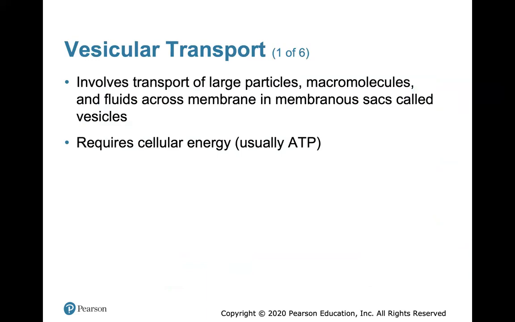Vesicular transport involves transport of very large molecules. So this is the second part of active transport, how we get things into and out of the cells. It also requires energy. And this is when very large particles, macromolecules, and fluids have to be moved across the membrane in membranous sacs called vesicles.